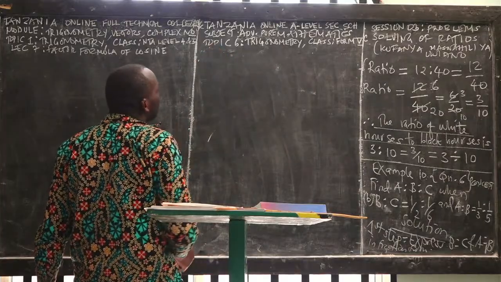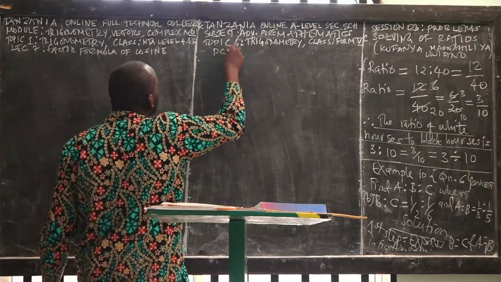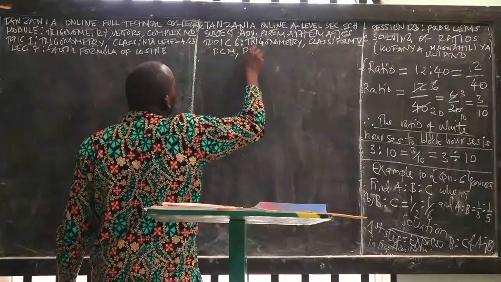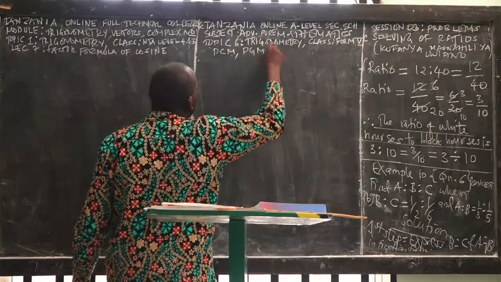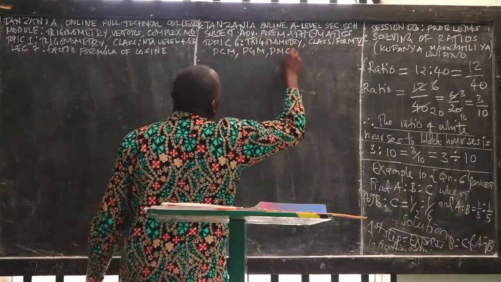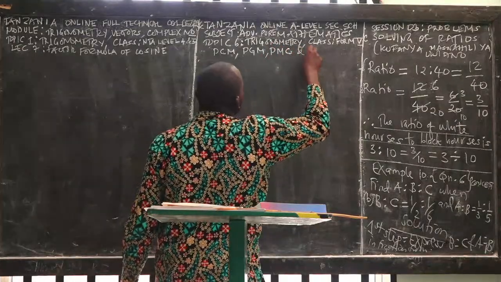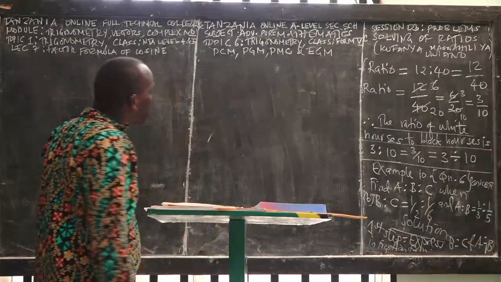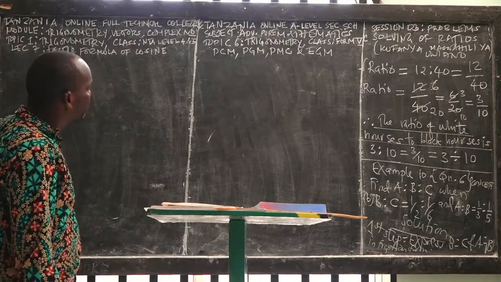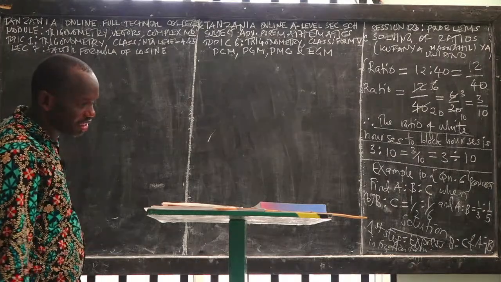PCM, PCB, PGM, PMC, and EGM. But there are also some new business combinations whose abbreviation I forgot. We'll be discussing them in detail.